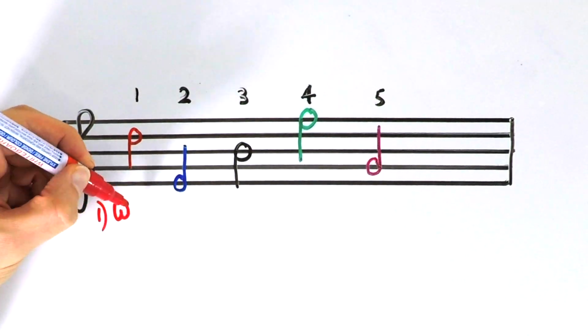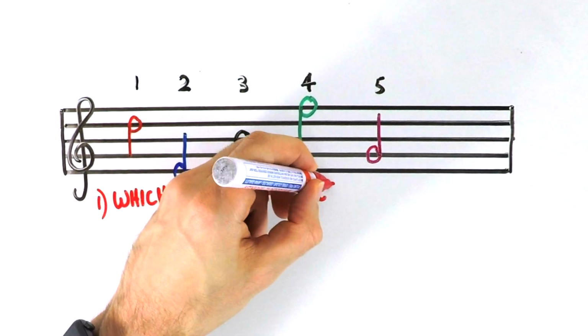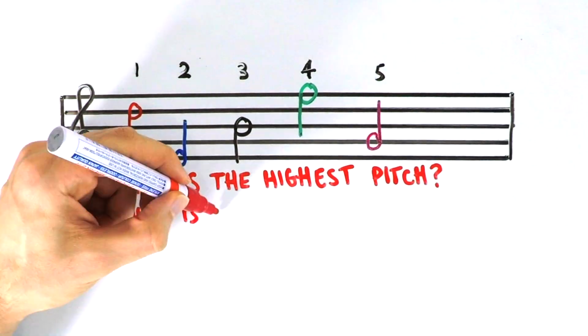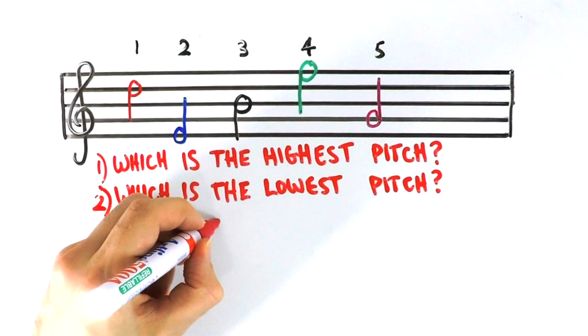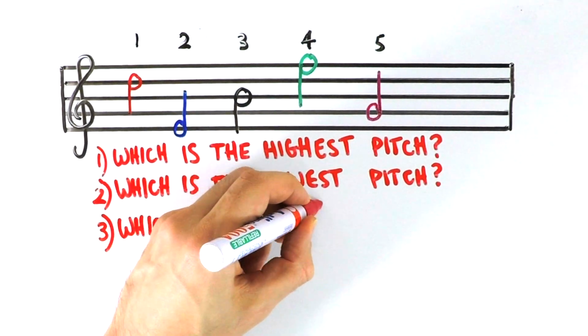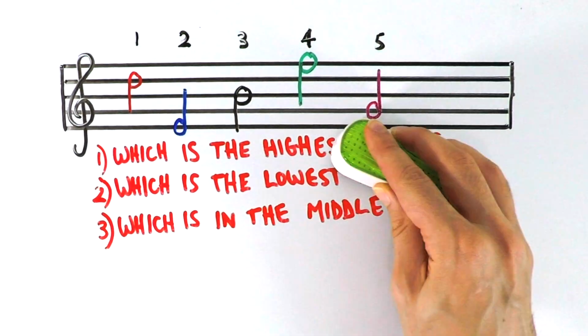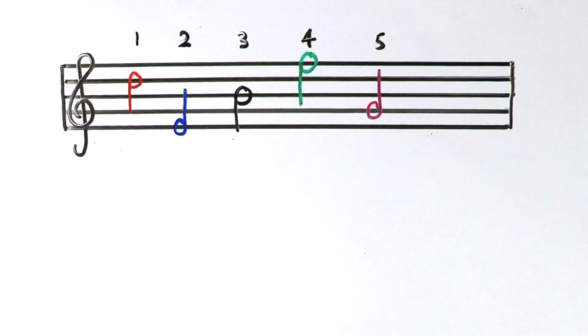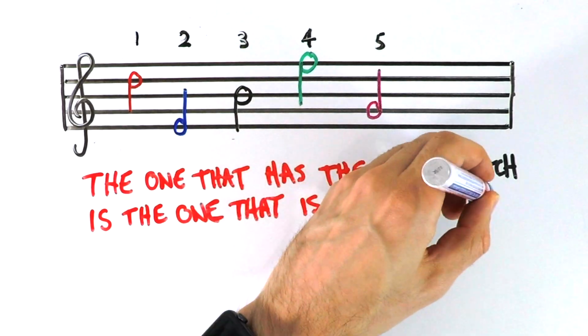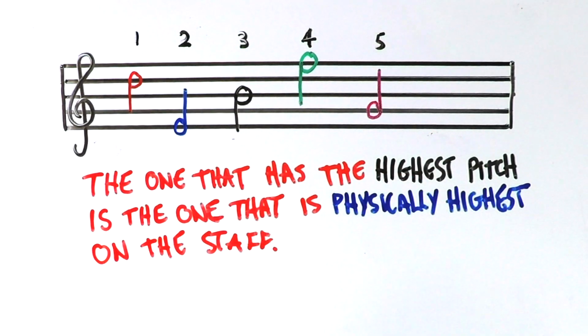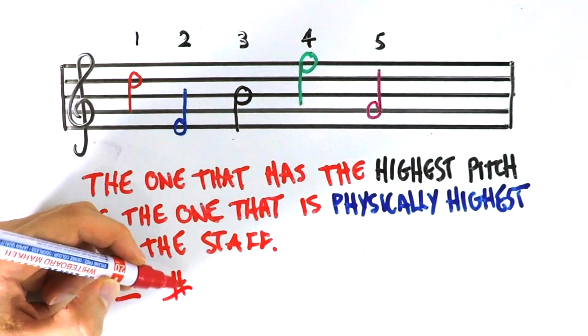So here is that same staff with the same 5 notes from last episode. Your challenge was to guess which note was the highest pitched one, which note was the lowest pitched one, and which note was in the middle, based on what we learned last lesson. Now, if we look at the staff and we're looking for our highest pitched note, all we have to do is look for the one that is highest physically on the staff, and that is note number 4.